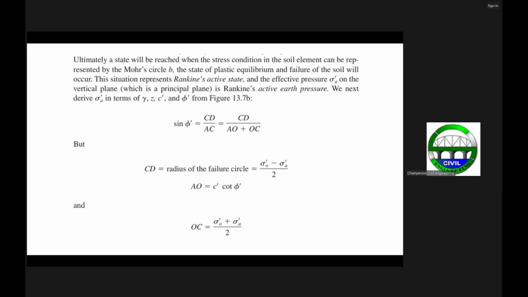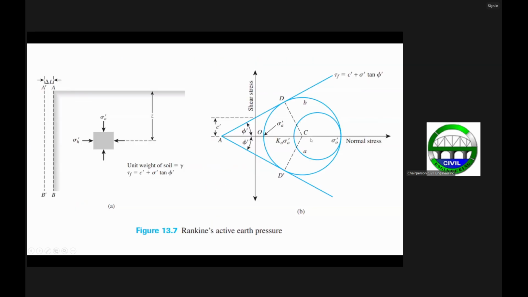So next, let us now try to derive this active earth pressure, the active earth pressure sigma sub A prime. We will be deriving that in terms of the unit weight of the soil, the depth of the soil z, and the shear strength parameters of the soil c prime and phi prime. And that's the effective shear strength parameters. So to do that, let us consider the figure here.